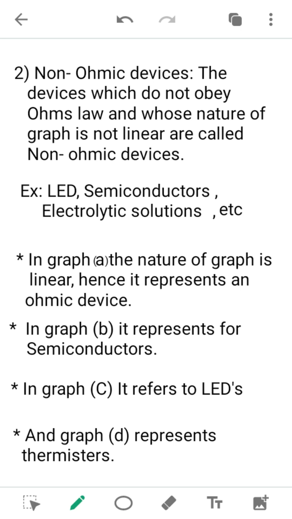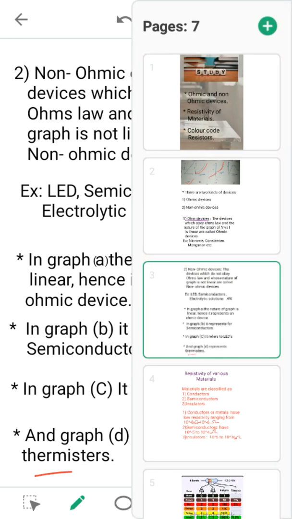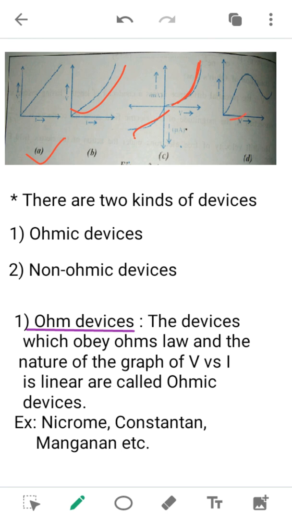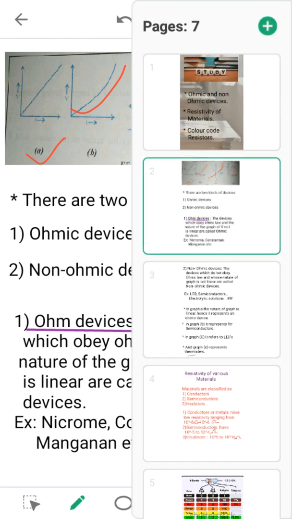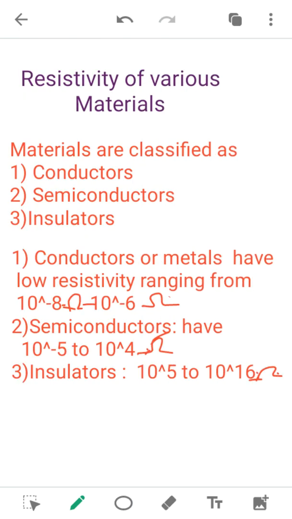Now let us see the fourth one, D. It represents the thermistors. It shows the negative temperature coefficient. Thermistors are a very peculiar type of device, hence the nature will be in this manner. So this is for the thermistor. These are the four types of nature of graph for ohmic and non-ohmic devices.